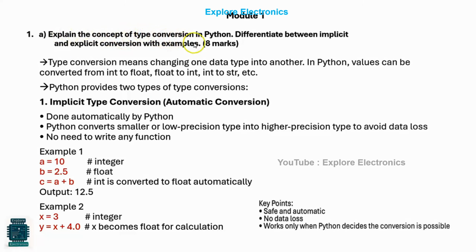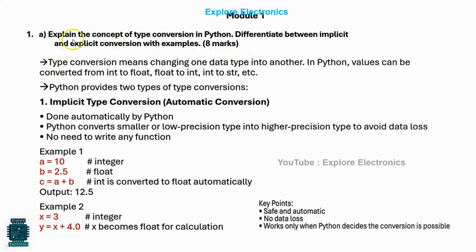Explain the concept of type conversion in Python. What is type conversion? You have to write the definition and differentiate between implicit and explicit conversion with an example. This is asked for 8 marks. You have to write answers in the exam according to the marks allotted, because time management is very important in the exam.